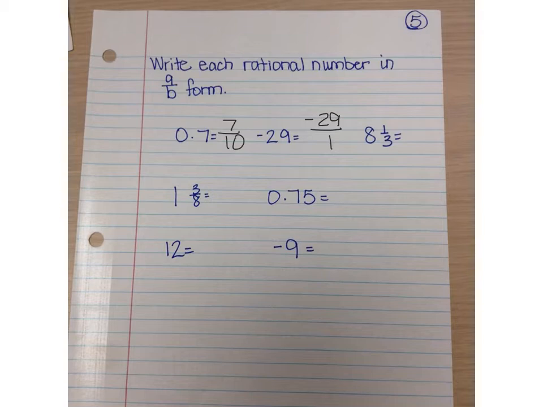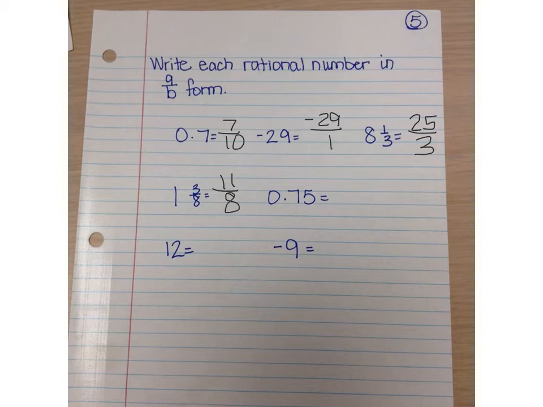Now we have a mixed number that we need to turn into an improper fraction. So we multiply 3 times 8, which is 24, plus 1 is 25, and so we have 25 over 3. Remember, the bottom number doesn't change when we do that. We have another mixed number that we need to change to an improper fraction. So we multiply 1 times 8 plus 3, which is 11. The bottom number doesn't change: 11/8.